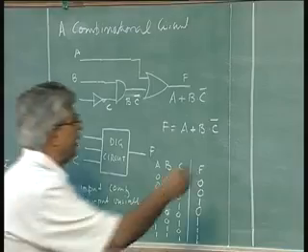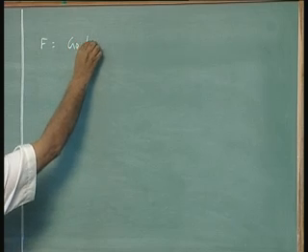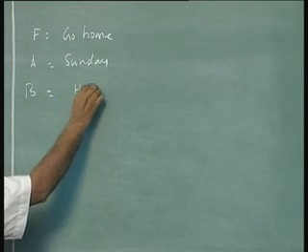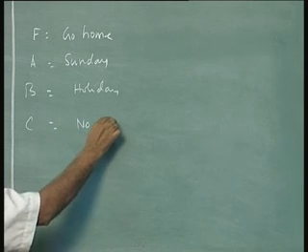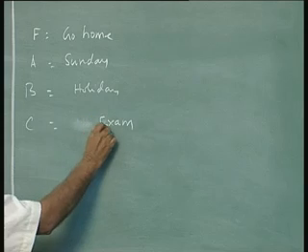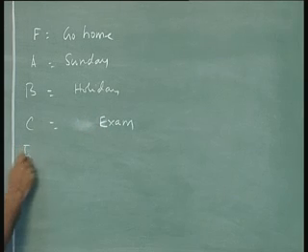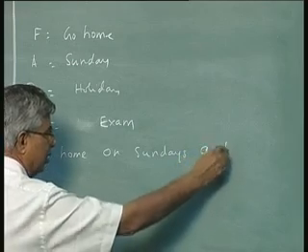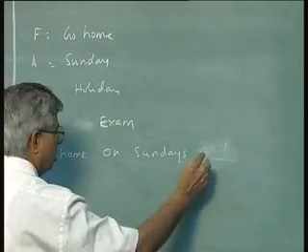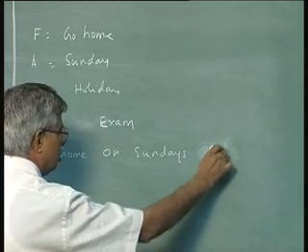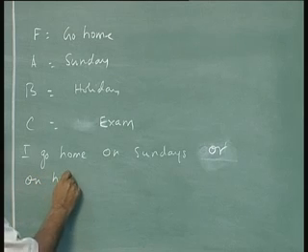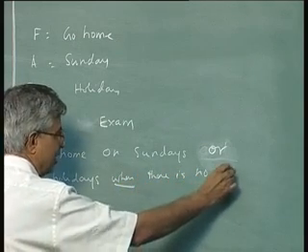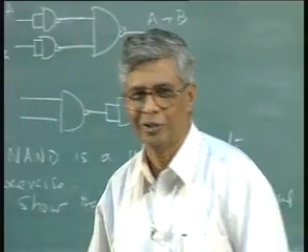So, in this case I am going to say F is go home, A is Sunday, B is holiday, C is no exam, C' is exam. So, I go home on Sundays, and this is important, or on Sundays or on holidays when there is no exam. When you say no exam, it is the next day, I do not have to say all that. How can you have an exam on the holiday? Do not ask me all those questions.